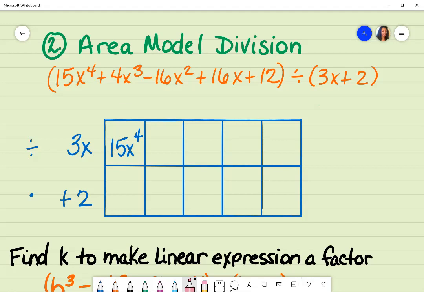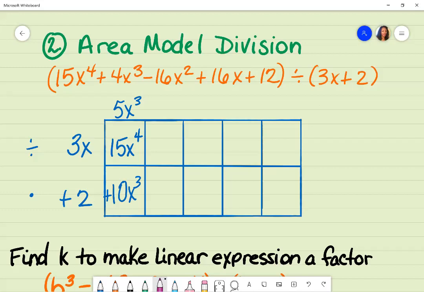So 15x to the 4th divided by 3x is going to leave me with 5x cubed. And you should know that you're doing it right, because again, if you started with the 4, it's going to go down 1 degree. If you started with the 3, it's going to go down 1 degree to 2. All right, now you take that information and you go to the second row and multiply. So 5x cubed times 2 is positive 10x cubed.